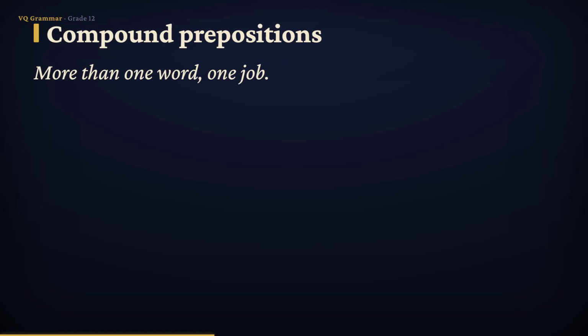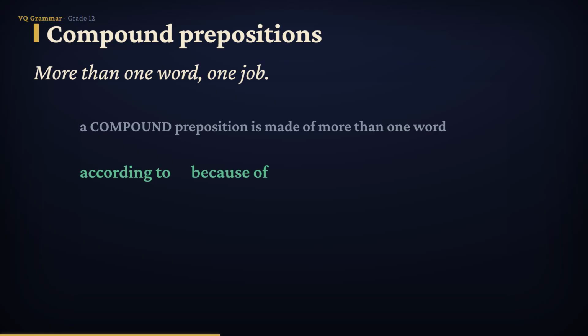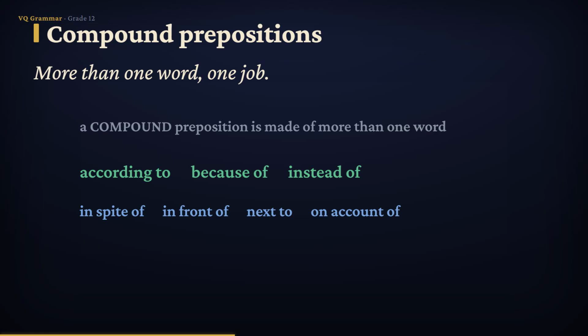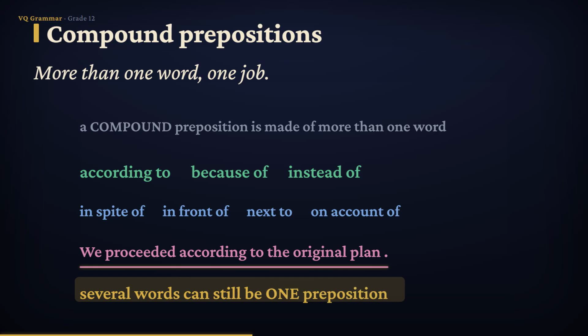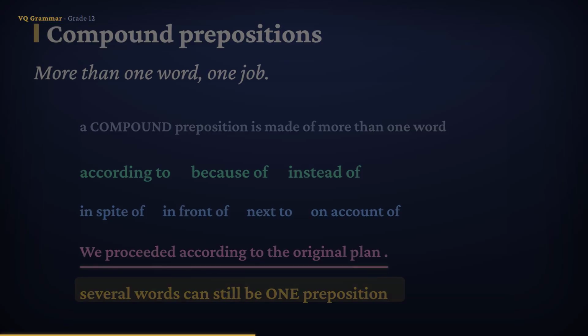Some prepositions arrive in more than one word, and we call those compound prepositions. According to, because of, instead of. Each of those is 2 or 3 words doing the work of a single preposition. And there are many more. In spite of, in front of, next to, on account of. Let's watch one at work. We proceeded according to the original plan. That whole chunk, according to, is the preposition, and plan is its object. So don't let the extra words fool you. Several words can still add up to a single preposition.